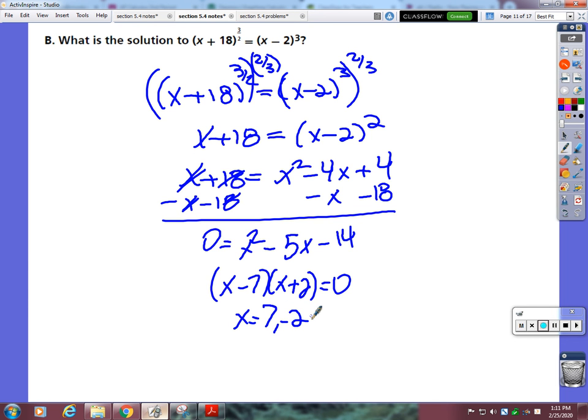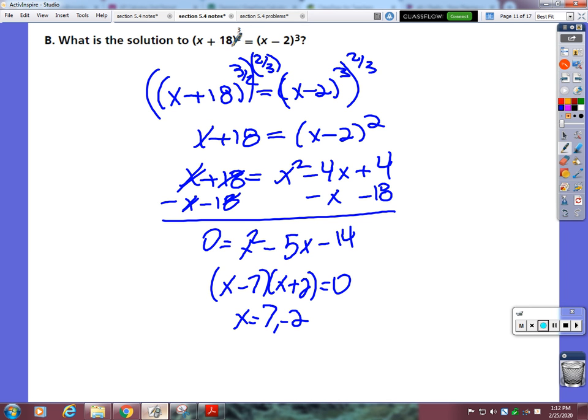So if I plug 7 into here, 7 plus 18 is 25. Square root of 25 is 5, and then 5 to the third is 125. If I plug 7 into here, 7 minus 2 is 5. 5 to the third is 125. Winner, winner, chicken dinner.